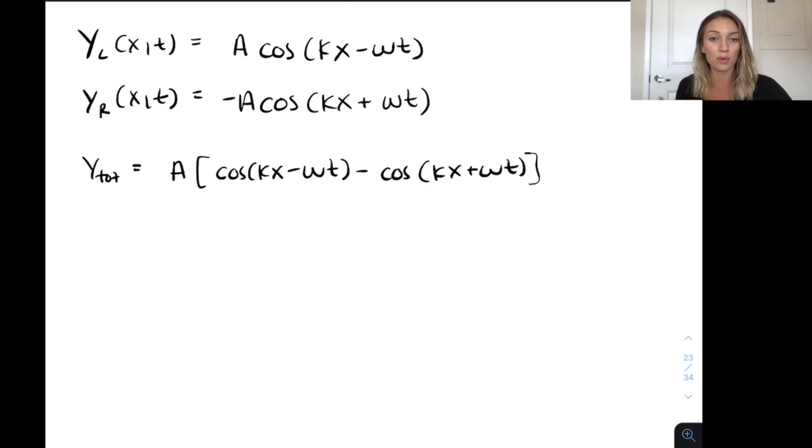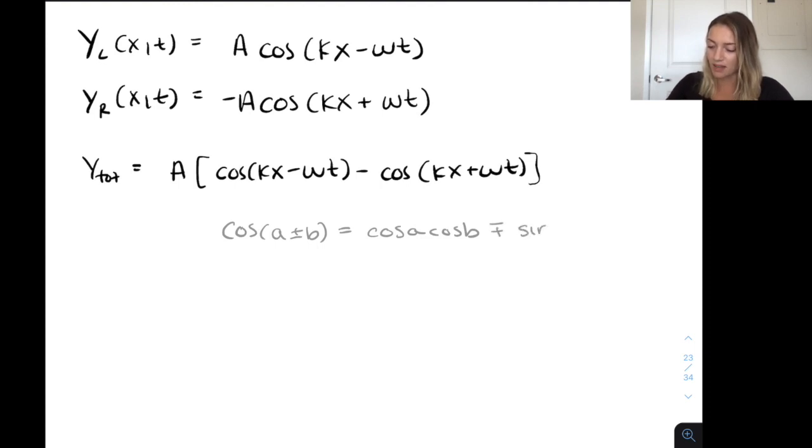And now we have to use one of our trig identities. The trig identity we're going to use is cosine of a plus or minus b is equal to cosine a cosine b minus or plus sine a sine b. Now, in case you've never seen this notation before, where you have plus or minus and then minus or plus, that just means when you use plus on the top, you use the minus down here, and when you use minus on the top, you use the plus down here. So that's all that means.